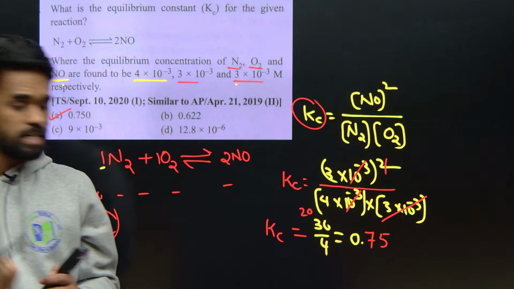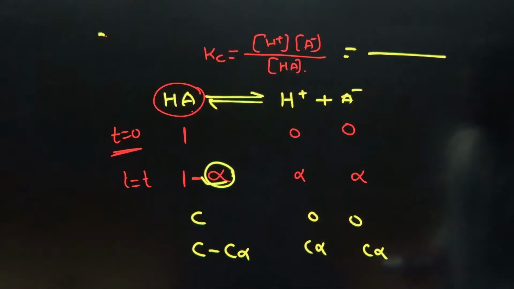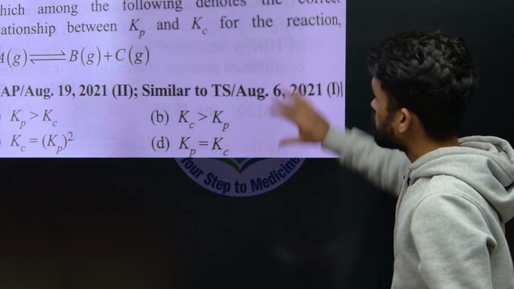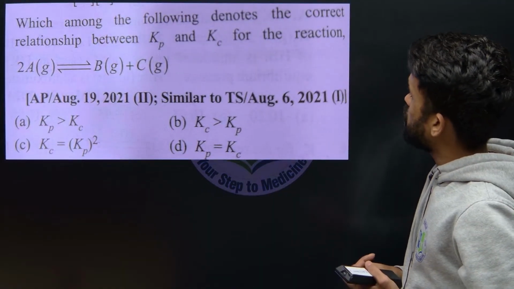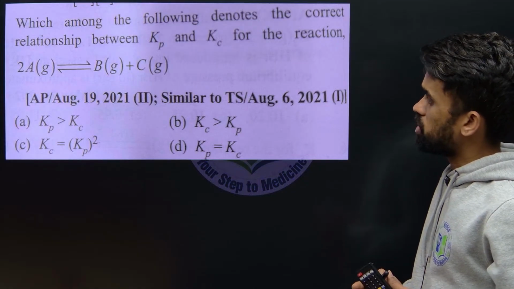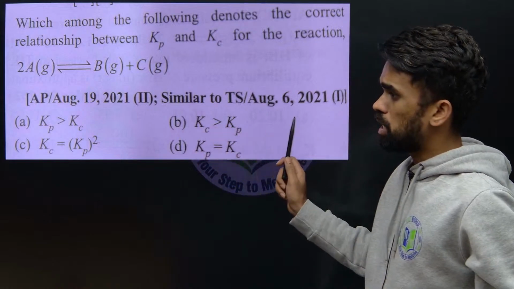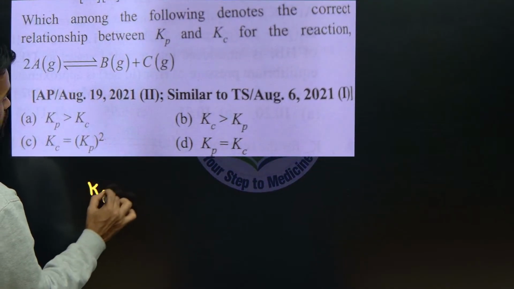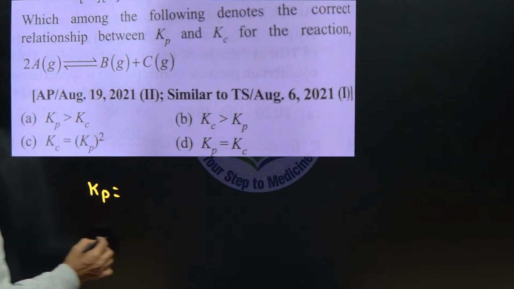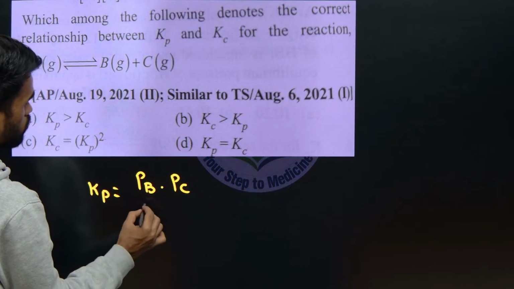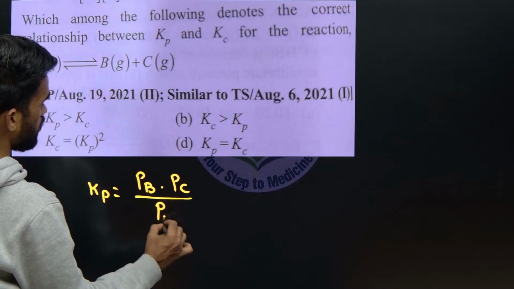Yeah, let's see some other questions related to this calculation of equilibrium concentrations or constants. Look at this. Which among the following relations denotes the correct relationship between Kp and Kc for the given reaction? See, the same question is asked multiple times. How can you write Kp? We discussed this. Kp can be given as partial pressure of B, partial pressure of C, and partial pressure of A to the power 2.